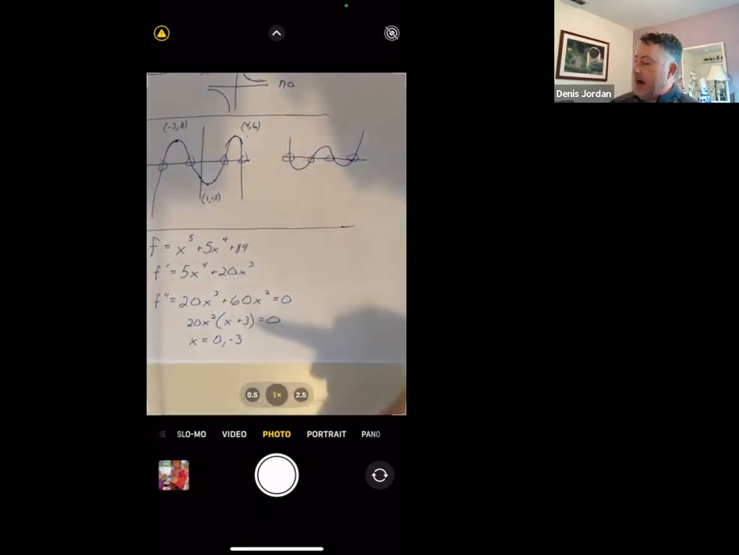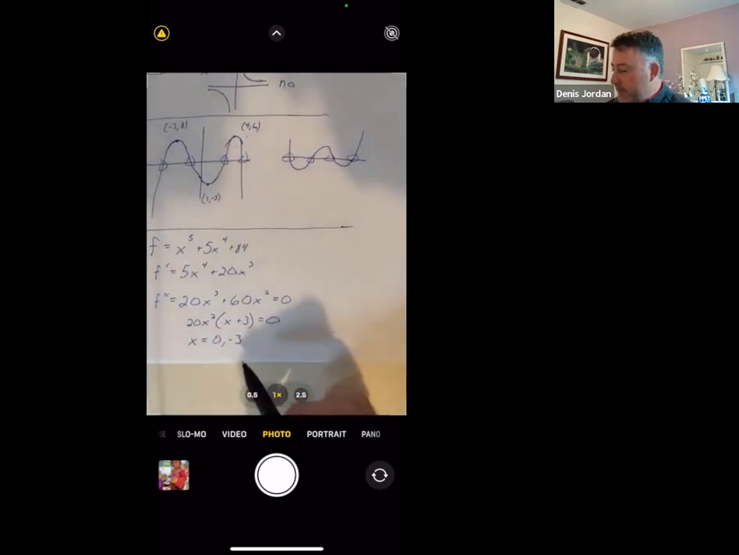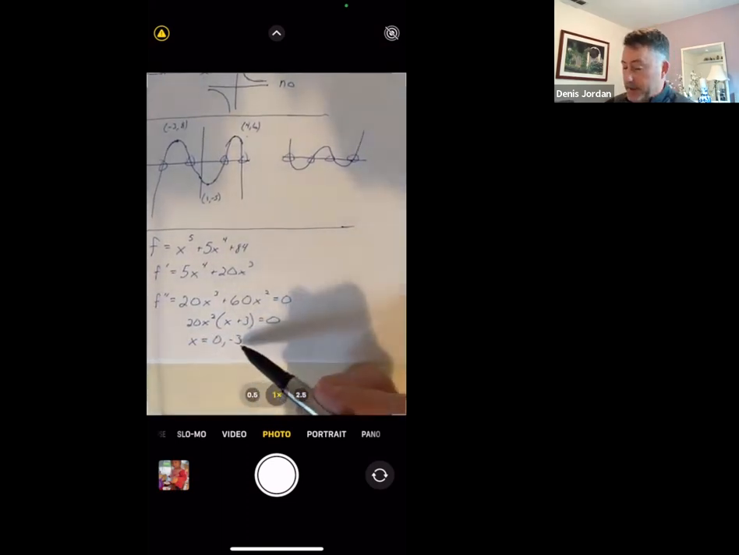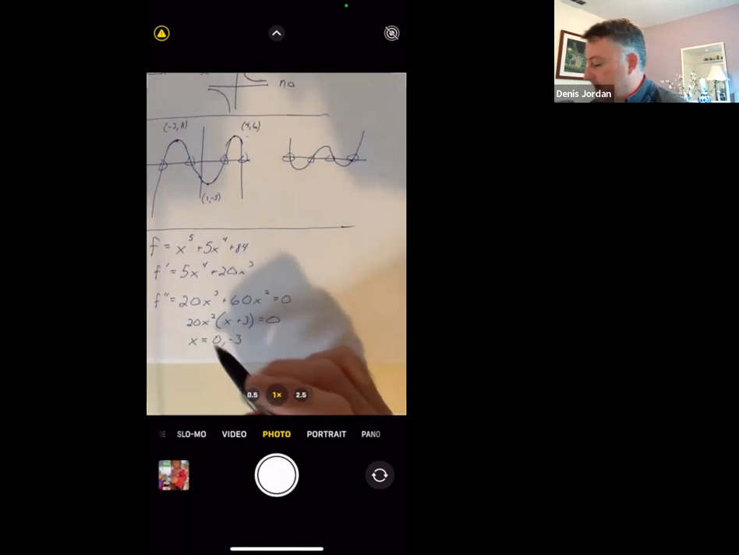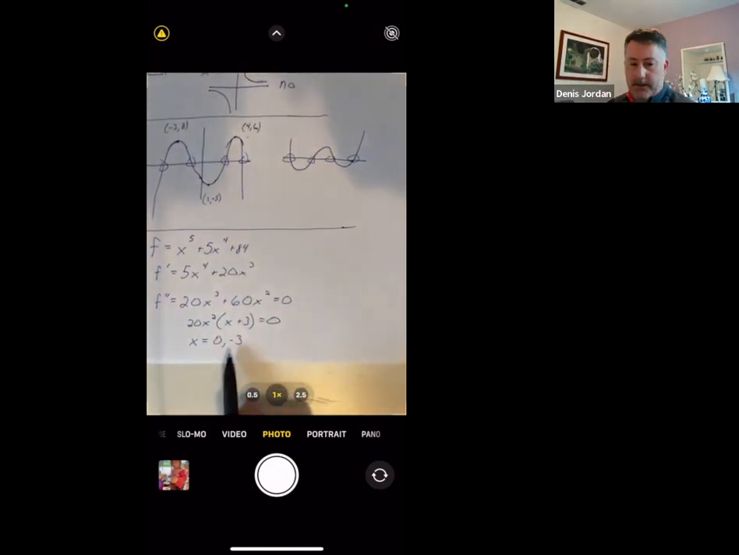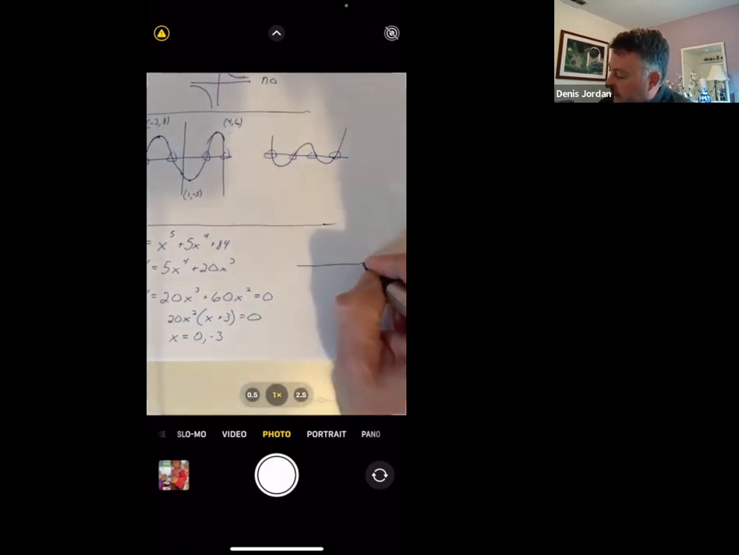And that is where I think at least half of everybody stopped. They saw that this was one of the choices. You can do that with a critical number, but you cannot do that with inflection points. Because for an inflection point, there has to be a change in concavity. You don't know that yet. You just know where there are some possible inflection points. So you have to test them.